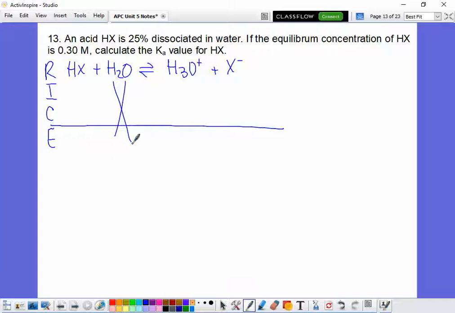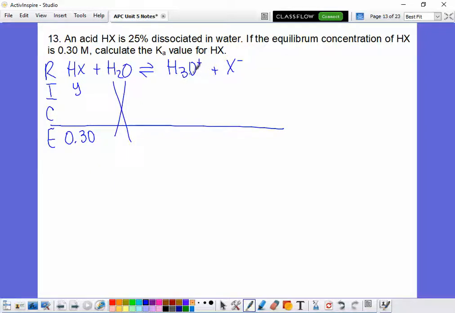All right. So, cross off H2O. All right, HX, what's its initial concentration? No, 0.30 is the equilibrium concentration. We don't know the initial concentration. No, it's not 0. We don't know it. Another variable, let's call that Y. Okay, well, you can put Q on your paper. I'm going to put Y up here.